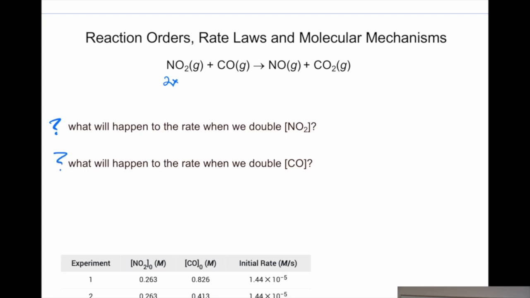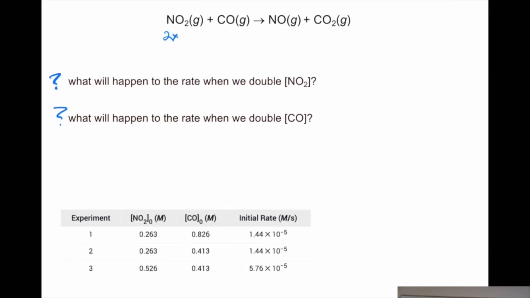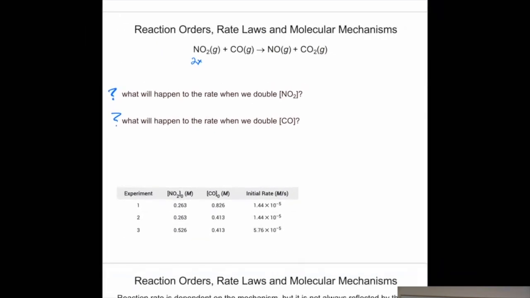What happens to the rate if we double the concentration of carbon monoxide? Same thing, right? There's no difference. Okay. Now, I can tell you, here's some data. Let's take a look at it.